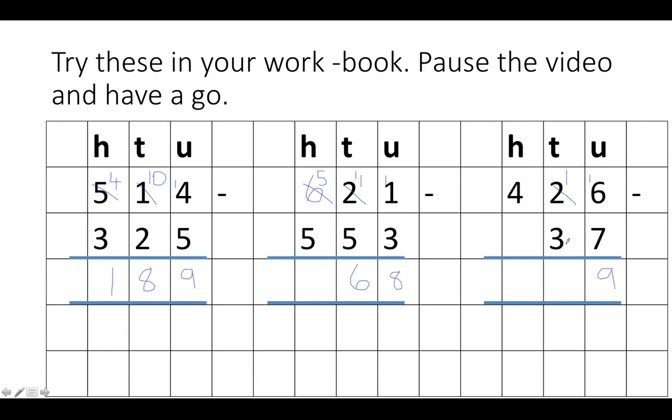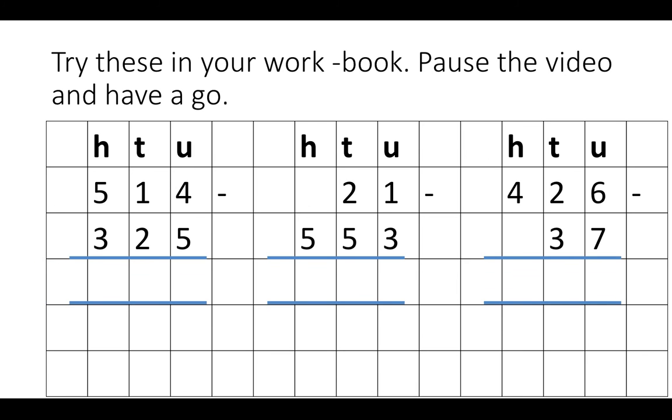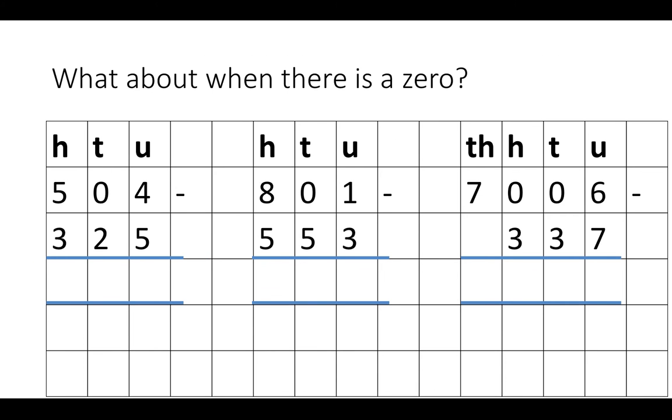1 take away 3, can't do it. Borrow 1. 11 take away 3 is 8. And 3 take away nothing is 3. What about when there is a 0 in the number? So have a look at these.